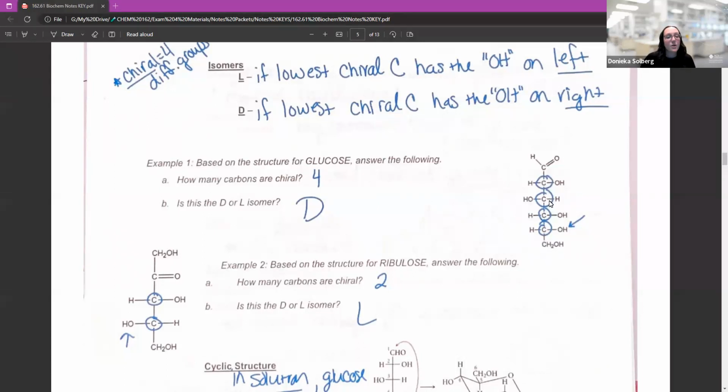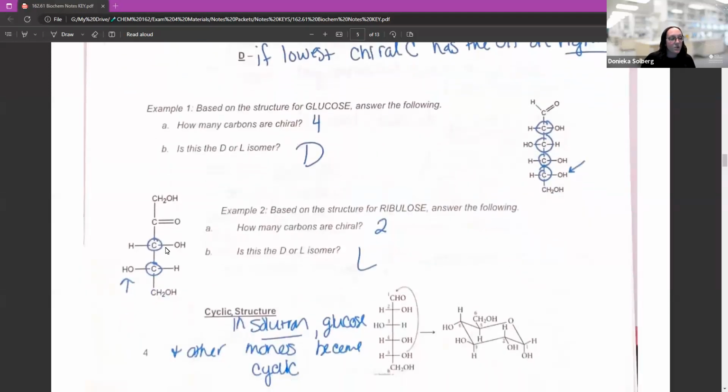Okay, so it has 4 chiral carbons. I look at the lowest chiral carbon, my hydroxide is on the right, so it is a D isomer. Okay, over here, this is ribulose. I have 1, 2, 3, 4, 5 carbons, so it's a pentose. And the OH on the lowest chiral carbon is on the left, so that is going to be an L isomer. Okay, now looking at the structure, you might be like, well, glucose doesn't look like that.